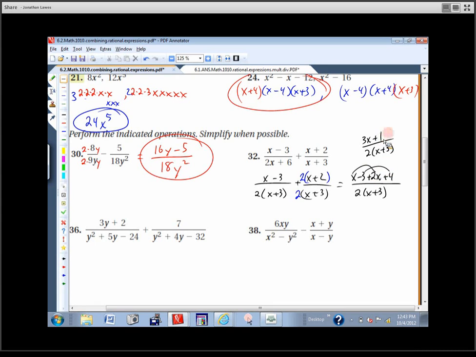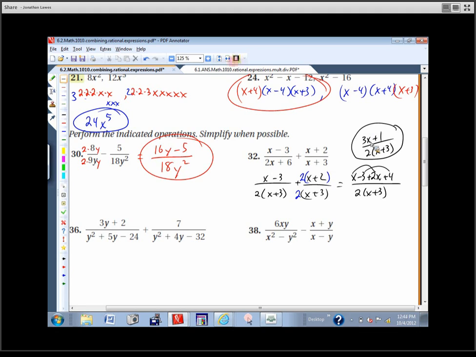Should I leave it like this? Yes. Leave it like that because with the denominator factored and the numerator, you can't take anything out of a 3x and a 1 other than a 1. You still wouldn't be able to cancel anything off. Okay? If we leave it like that, everybody can see that it's in simplified form. Questions?